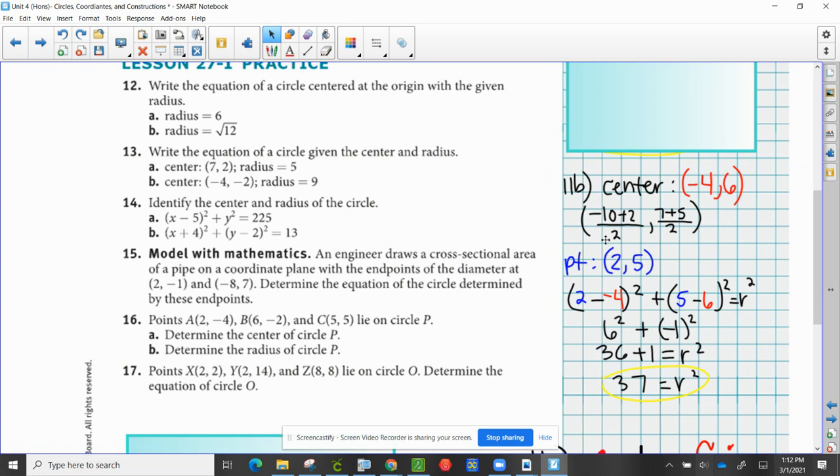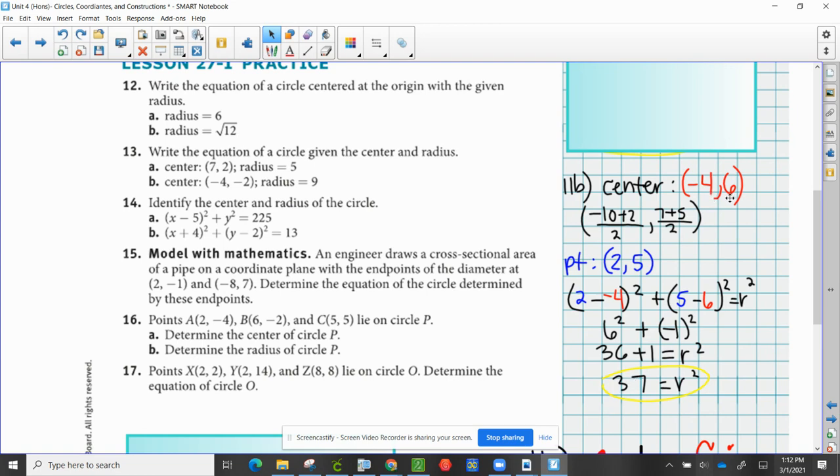Okay, so again, there's my midpoint formula to find the center. Right there is my midpoint to find the center. So (-4, 6) was my center. I picked the point (2, 5) because I don't like working with negatives as much. So I plugged in (2, 5). If you pick the other point, your work should look a little different, but in the end, you should have solved that r squared was 37.